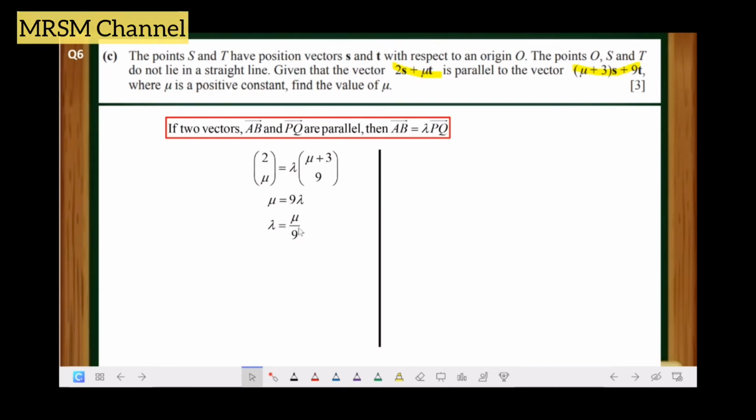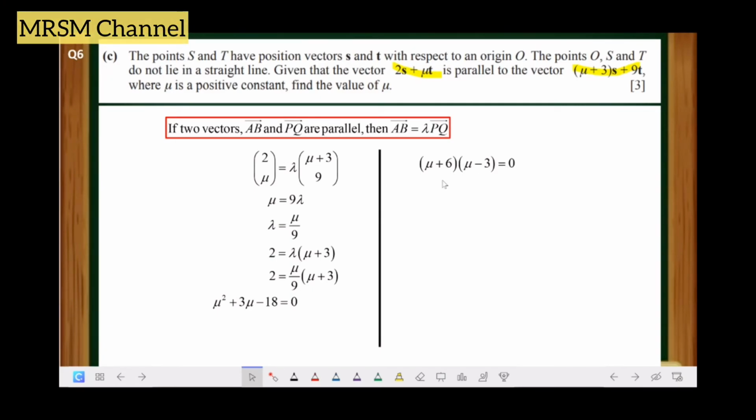So we actually want to do simultaneous equations. Okay, from the top equation, 2 equal to lambda mu plus 3. We have replaced lambda with mu over 9, so it will become like this. Okay, next we simplify. So you will have this one with this one to get 18. So mu times mu is mu square. Mu square plus 3 mu minus 18 is equal to 0. Okay. Then we factorize. Mu plus 6, mu minus 3 is equal to 0.